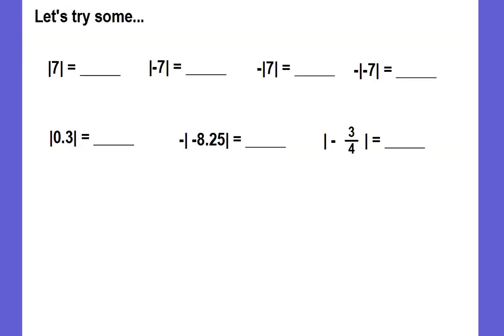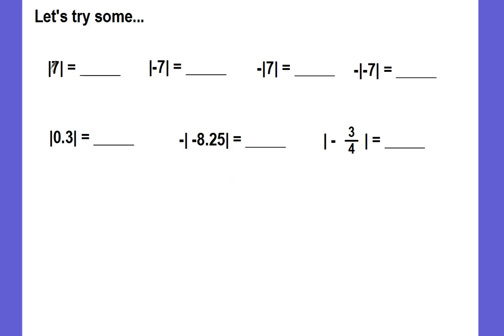So let's try some. If you've got this, then pause the video, go ahead and fill in the answers, find the absolute value of each of these in your notes, and then come back and check. If you need to work a little bit more together, then let's go ahead and get started.